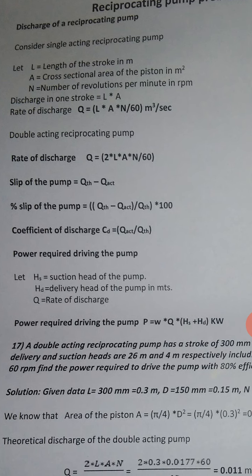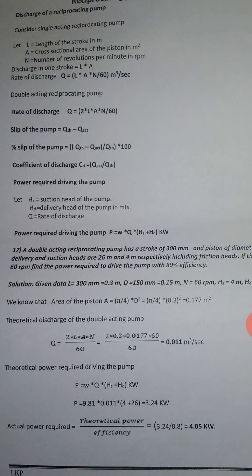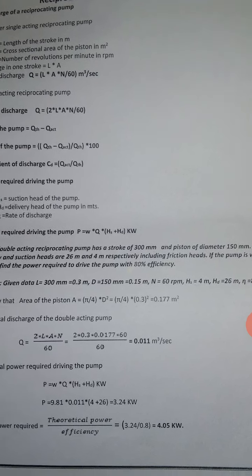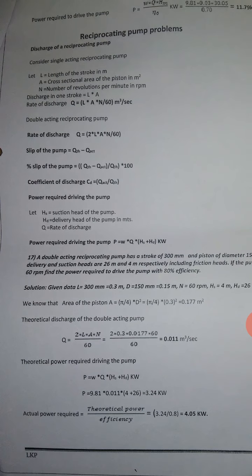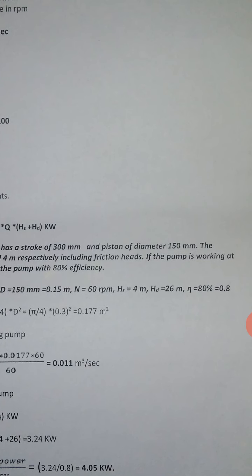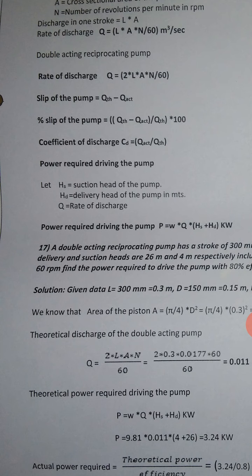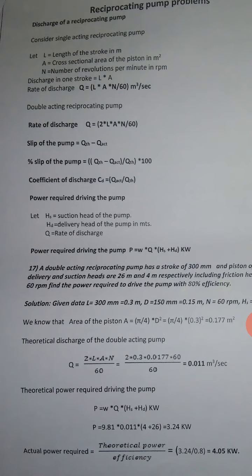So here you can have the problem. A double acting reciprocating pump has a stroke of 300 mm and piston diameter is 150 mm, and the delivery and suction heads are 26 meters and 4 meters respectively, including the friction heads. If the pump is working at 60 rpm, find the power required to drive the pump with 80% efficiency.